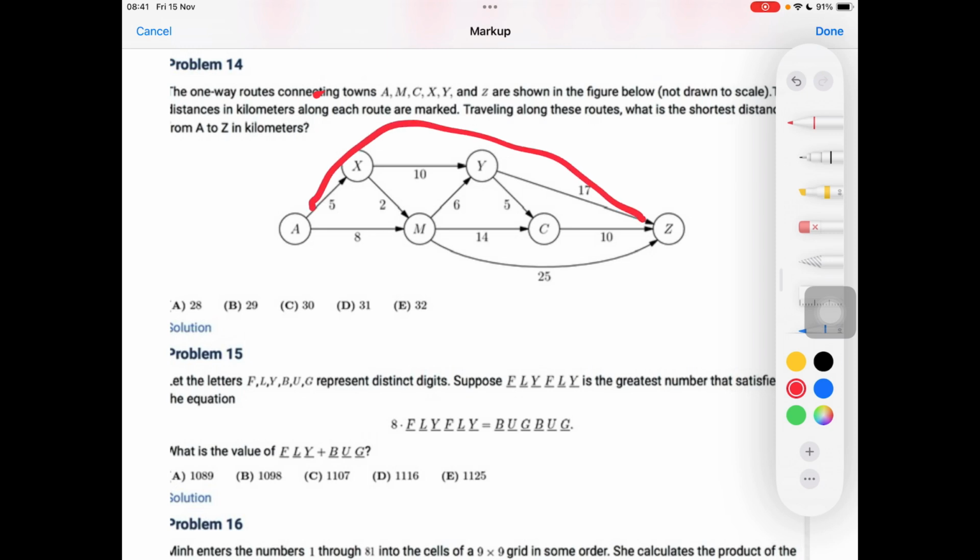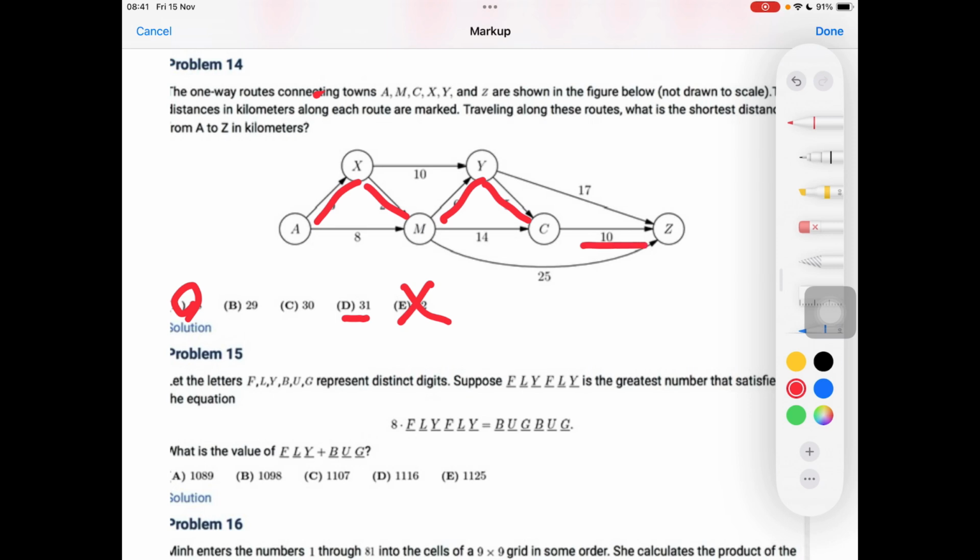This is 32, because this is also 32. And this is already 31. But here, for example, this is even shorter: 7 and 11, 18, 28. Anyway, because we have options, if we find the smallest number in the options, then that's the answer.